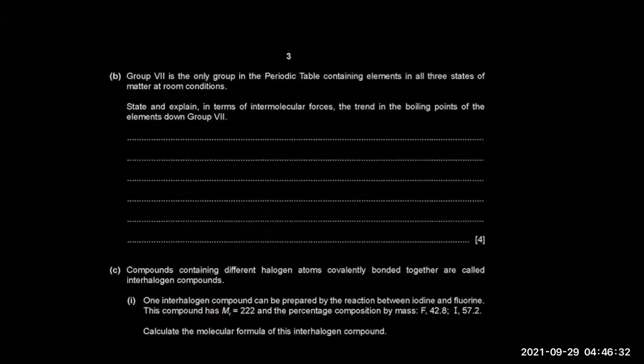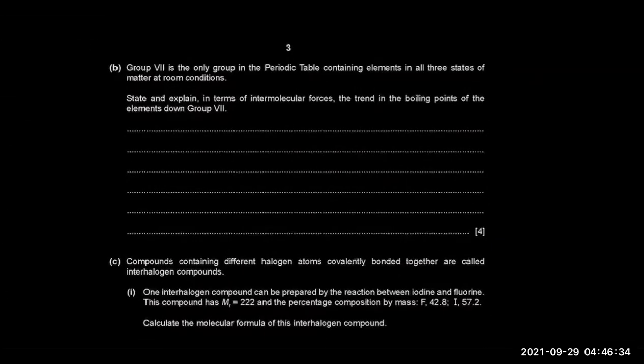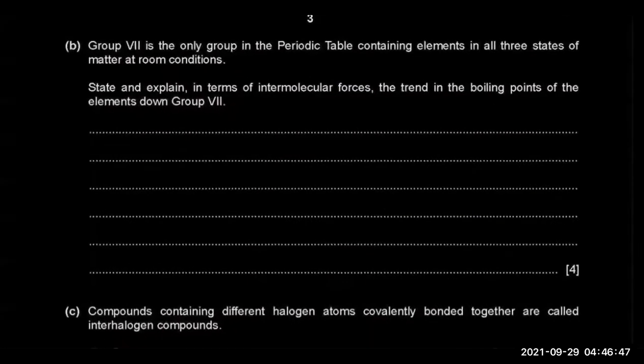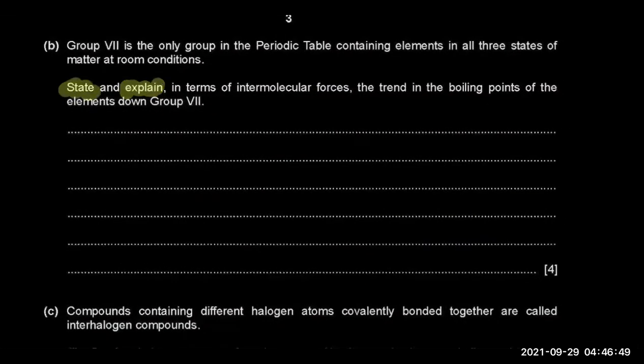Next one. Group 7 is the only group in the periodic table containing elements in all 3 states of matter at room temperature. State and explain in terms of intermolecular forces the trend in boiling points of elements down the group. So first look at the keywords, right? State and explain. So what's the trend down the group? Group 17, does it decrease? Increase, I said. The boiling point increases down the group.